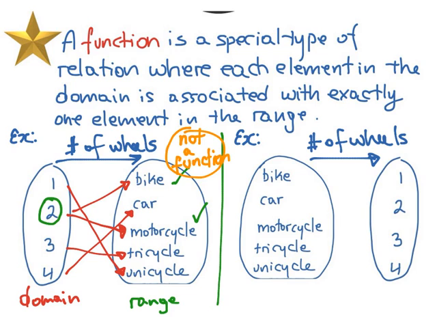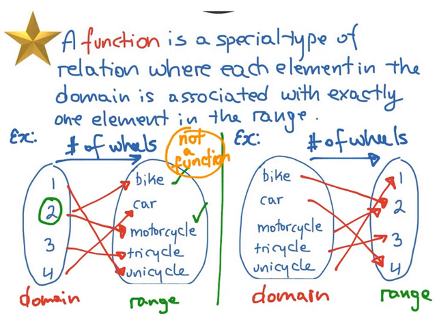If you, in the other example, flip the order, it's a different story. Now we associate the types of vehicles as the domain, while the wheel number is the range. In this case, when we draw the lines, we'll always get one range for one domain. So take a look. Bike has 2, car has 4, motorcycle has 2, tricycle has 3, unicycle has 1.